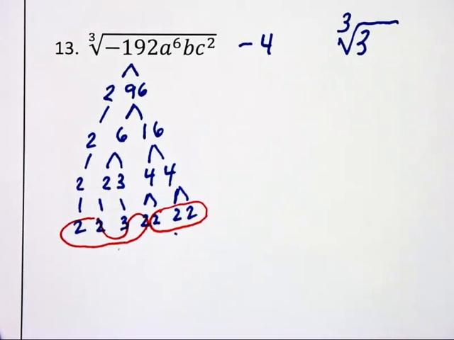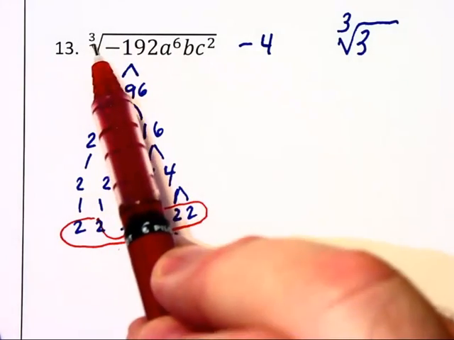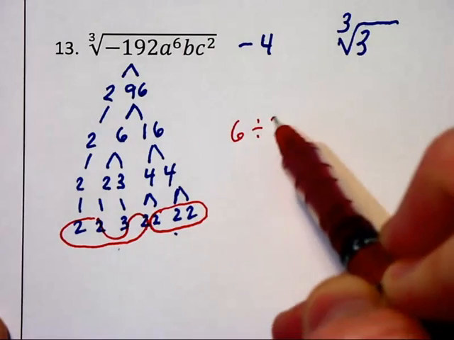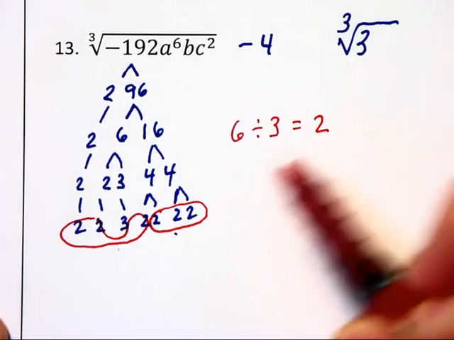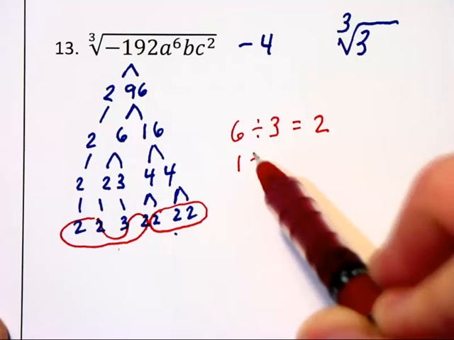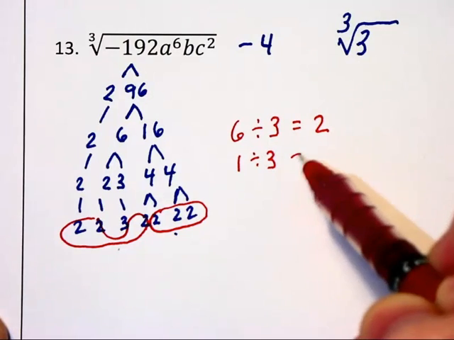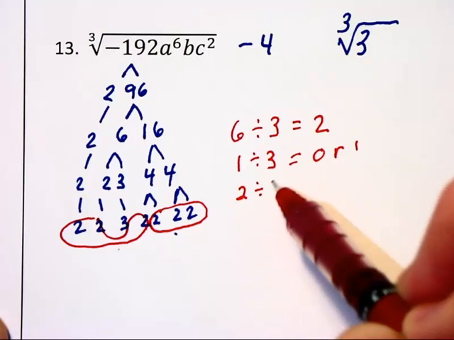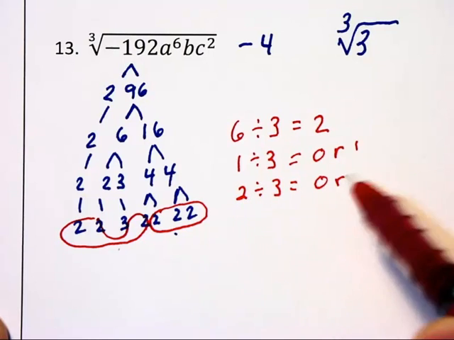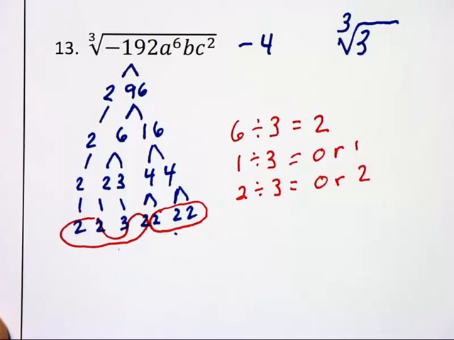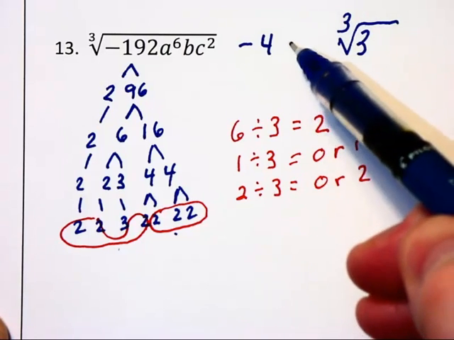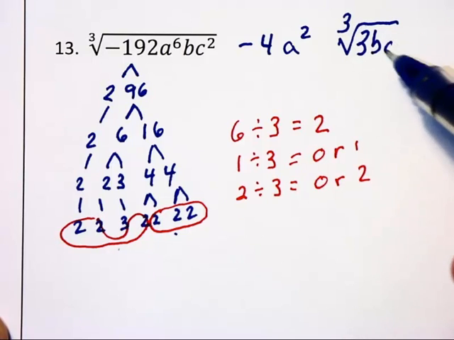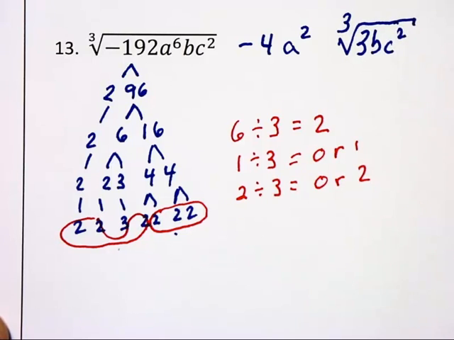Now let's move on to the variables. We're dividing each of the exponents by 3. So 6 divided by 3 is equal to 2 on the a's. 1 divided by 3 is not going to go in at all, just 0, remainder 1. And 2 divided by 3 goes in 0 times, remainder 2. So basically all that can come out is a squared, and we're going to have to leave the b and c squared inside the cube root.